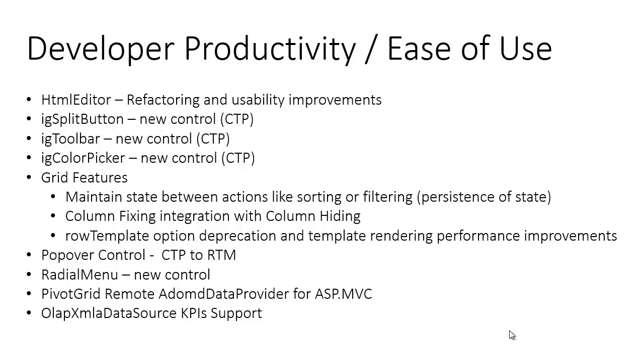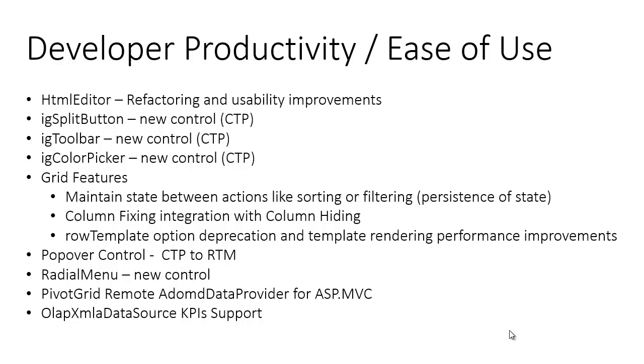So if you're using something very specific that you like, a third-party open source templating engine or history engine or whatever, it'll work with IgniteUI. So we've done some work there to ensure that that works even better. And part of that was deprecating our own row templating option that we had in the past. The popover control we've RTM'd. We have the new radial menu control, which I mentioned earlier.